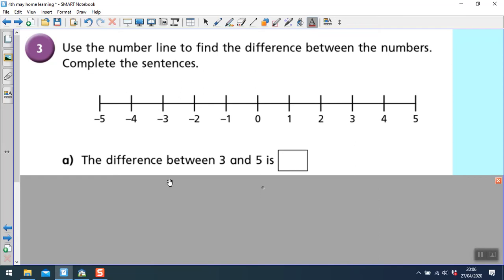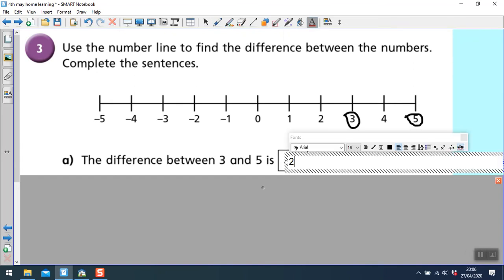What is the difference between 3 and 5? What do you add to 3 to get to 5? How many jumps are there between 3 and 5? You're right, the answer is 2.